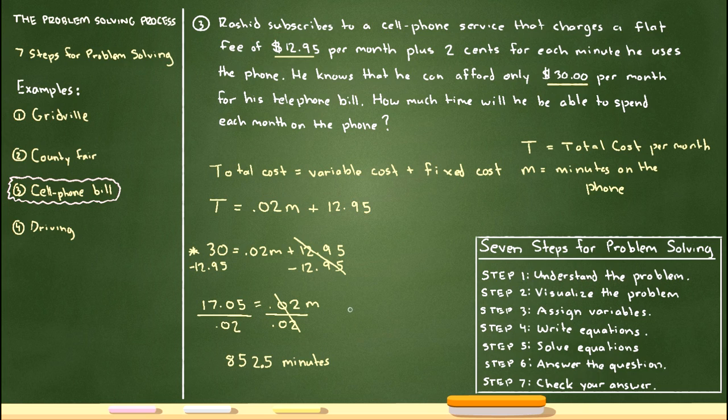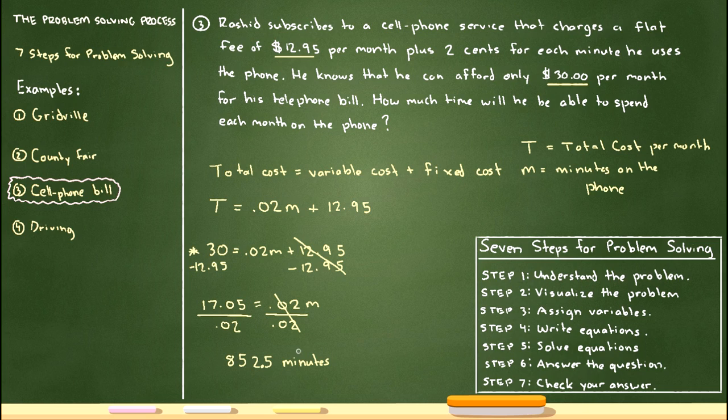You may want to write it out in sentence form. You don't have to write it, as long as you have the correct answer with the correct units. I would be fine with that, honestly. But you could go off to the side and say, Rashid could spend 852.5 minutes on the phone each month. So that's answering the question. And then step 7, checking your answer.